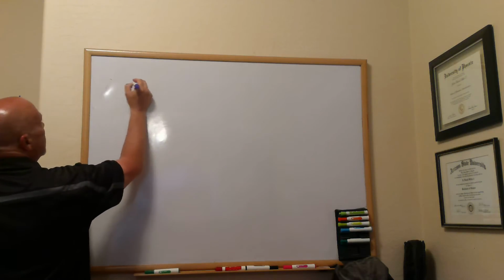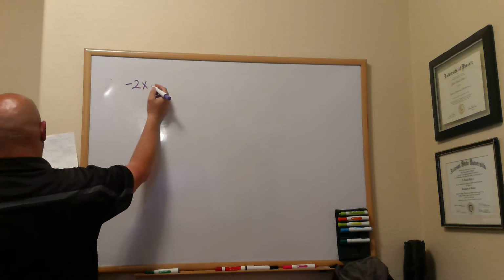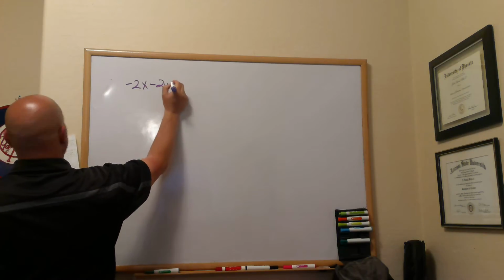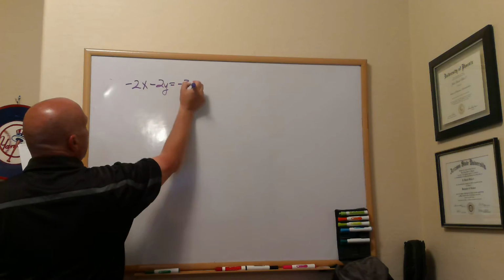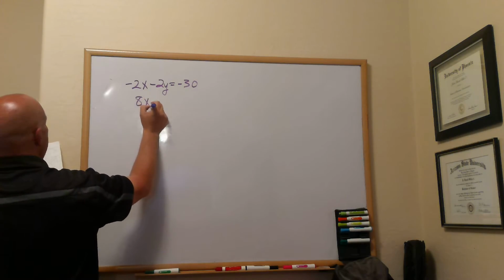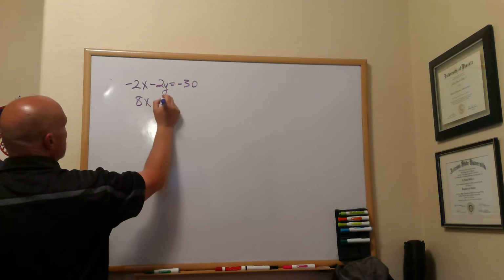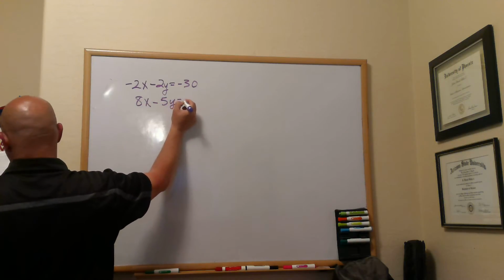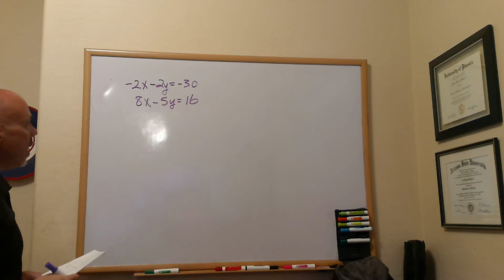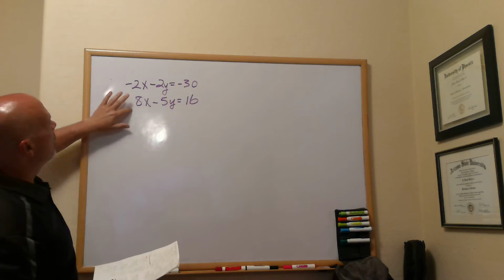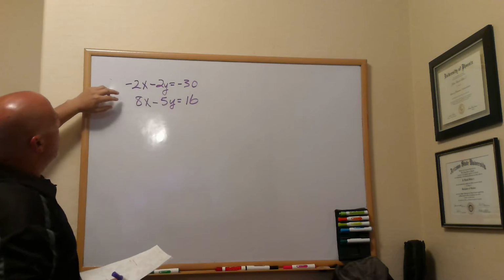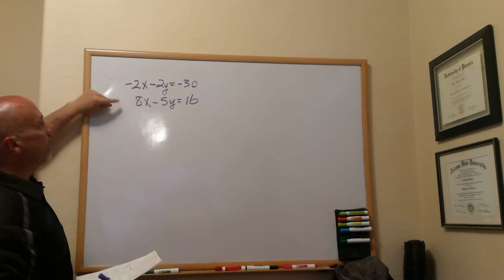And that's going to be a negative 2x minus 2y equals a negative 30. Below that we have 8x minus 5y is going to equal 16. So again, I'm looking at the four variables, the 2x values, the 2y values, and comparing the coefficients.